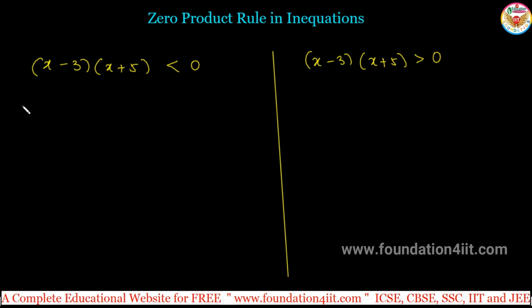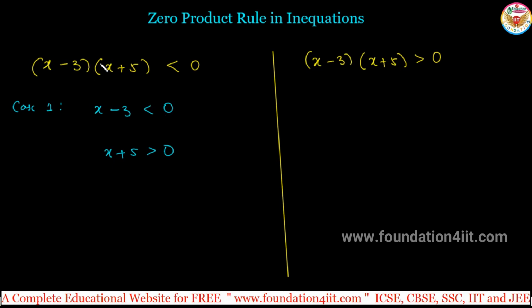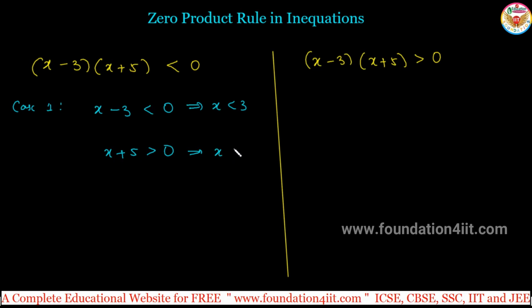Okay, so in this case, let's see case 1, how to represent this on a number line. Here there are two cases. When x minus 3 is less than 0, then x plus 5 must be greater than 0, because the product is negative. So one should be less, one should be greater. From this, x is less than 3, and from this, x is greater than minus 5.